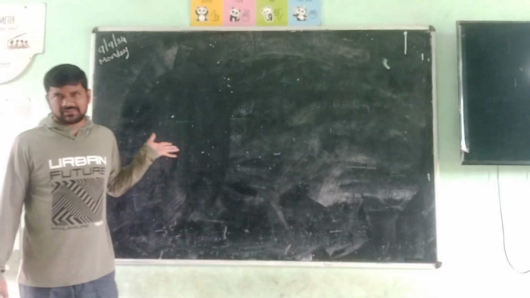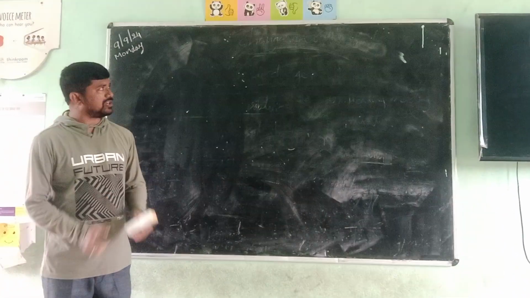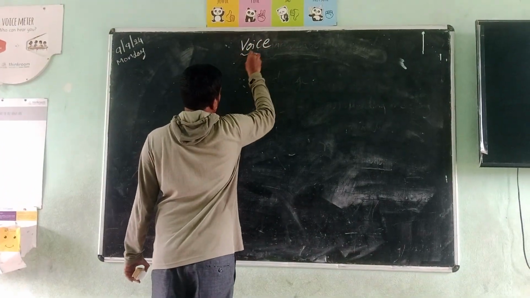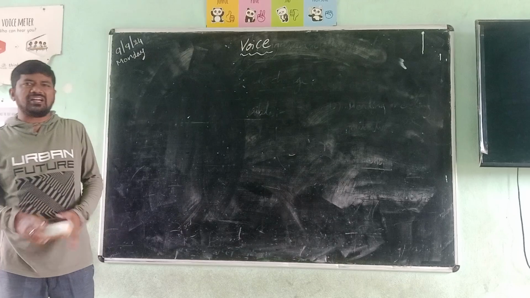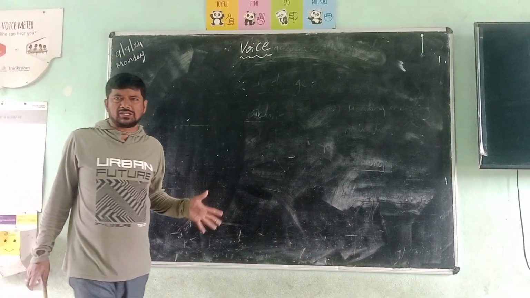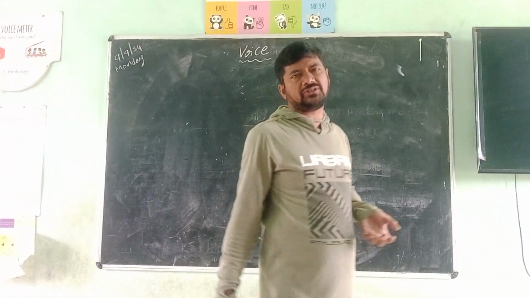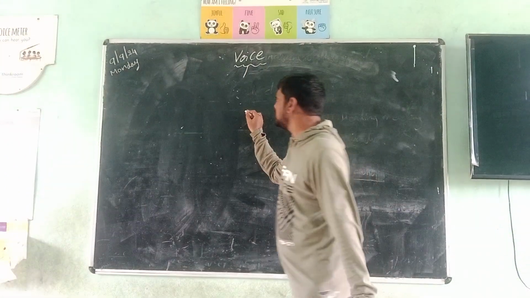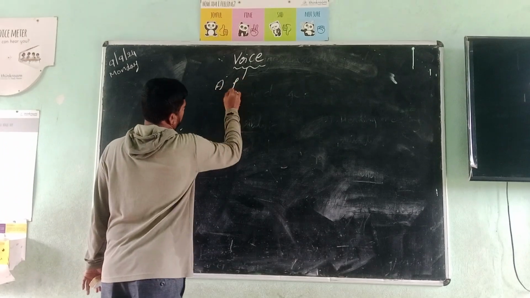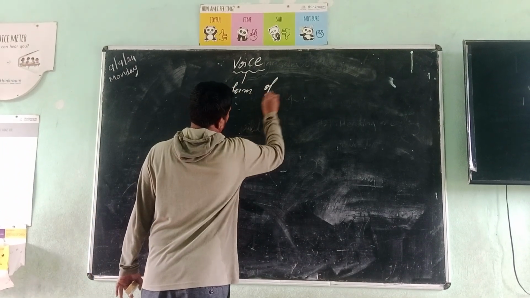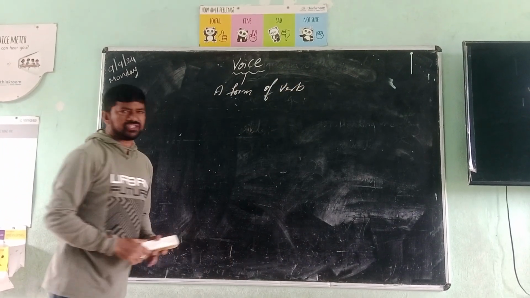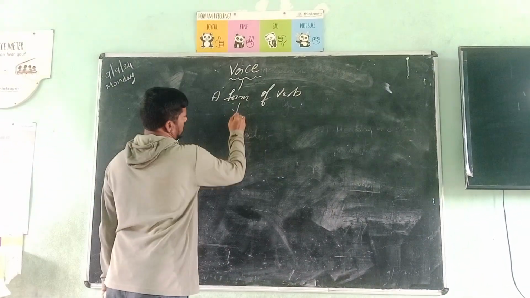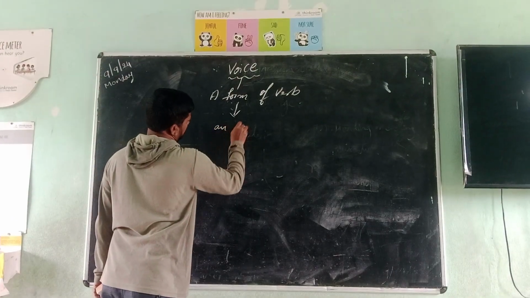As part of fifth class English grammar, today I'm going to deal with the voice. Children, you might have an idea what a voice is. It is not the voice we generally speak of from our mouth, but it is the voice. Voice is nothing but a form of a verb. What is voice, children? Voice is a form of a verb. What is a verb? A verb is an action.